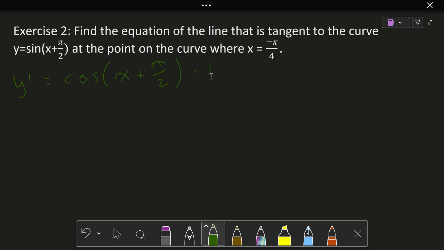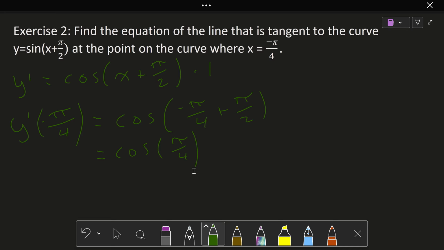So a couple of things I'm going to need to figure out. First, let's just find the slope. Remember that y prime is the slope. So I want to find the slope at the point where x is negative pi over 4. What I'm really saying is I want to find y prime at negative pi over 4. So that's the cos of negative pi over 4 plus pi over 2, which is the cos of, pi over 2 minus pi over 4 is pi over 4.